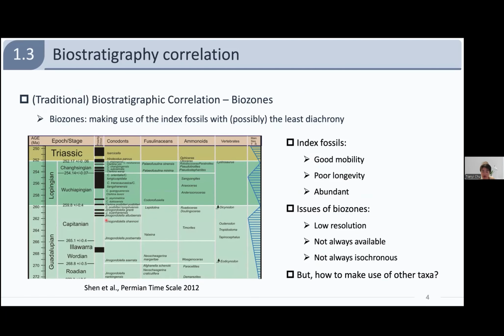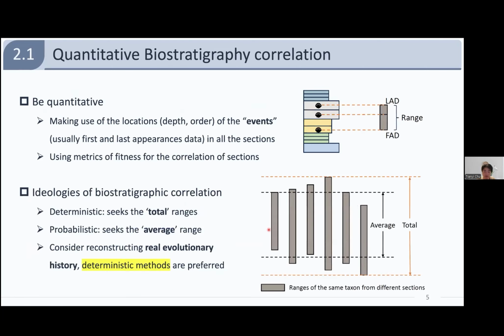Traditional biostratigraphy relies on index fossils to define biozones. They tend to give us the least diachrony, but in reality, biozones can be limited. They are not always present. Their resolution is low, and they may not be perfectly isochronous. So the key question becomes, how can we make better use of other non-index taxa?